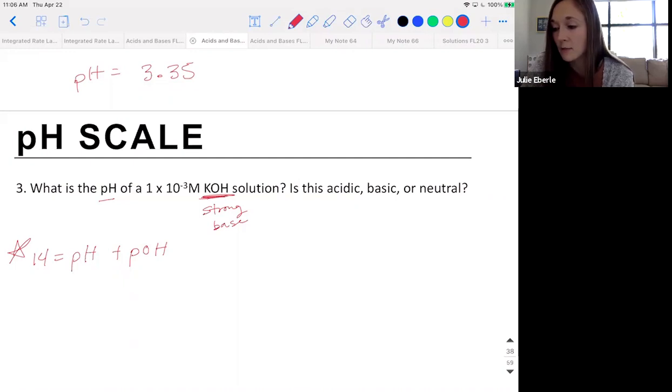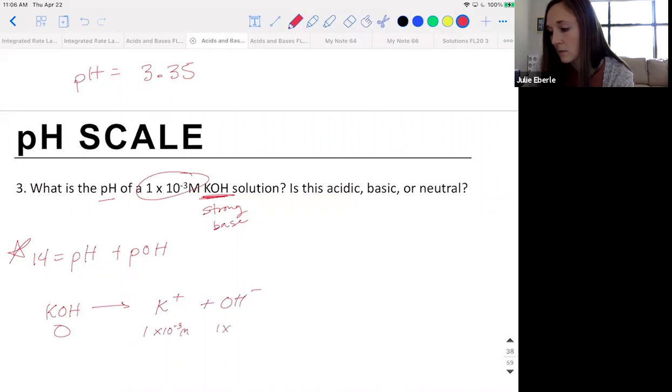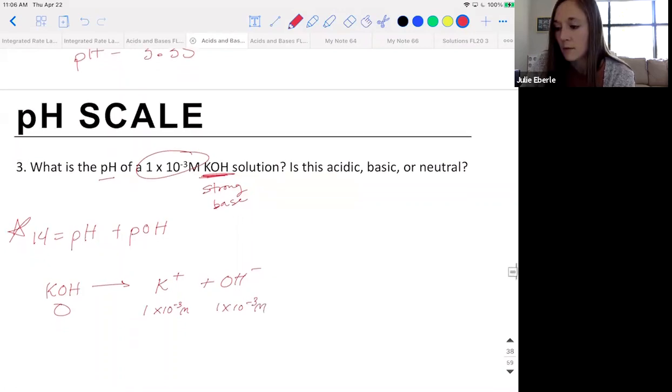Because we have a strong base, we can easily calculate the concentration of pOH because we know strong bases do the same thing as strong acids. KOH will completely dissociate into K plus and OH minus. So we're going to have none of this, and the concentration, we're told, actually corresponds to all products. So if we're solving for pH here, we know we have 14 right here. Why don't we just get pOH and then we just subtract that from 14? That's the easiest way to go about this.